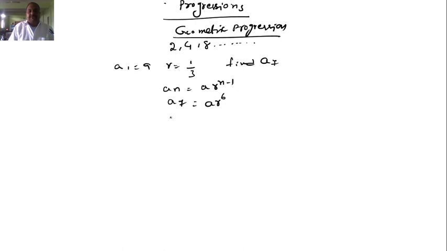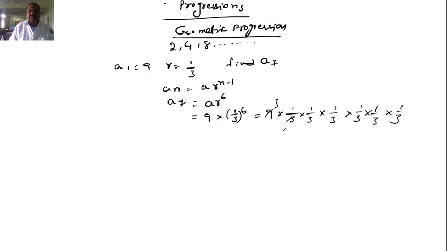Here A, the first term, is given as 9, into 1 by 3 whole to the power of 6. That is equal to 9 into 1 by 3 into 1 by 3, six times of 1 by 3. 3 ones are 3, 3 threes are 9, the 9 cancels. That is equal to 1 by 3, 3 threes are 9, 9 threes are 27, 27 threes are 81. This is the seventh term of the GP.